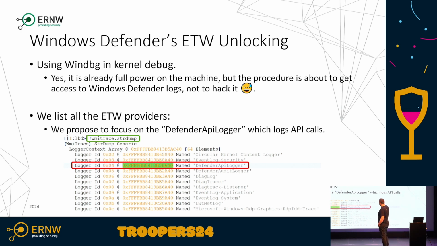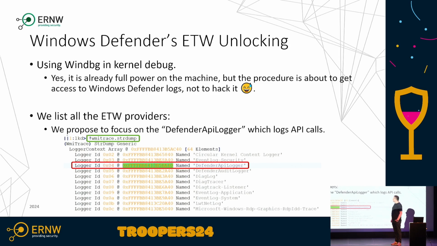So the first thing to do is to use this command line in WinDbg, !wmitrace.strdump. It's going to list for you all the logger contexts which are related to ETW providers in the system. And the one which is interesting to know what happens in the system is Defender API logger. Okay, we select it.